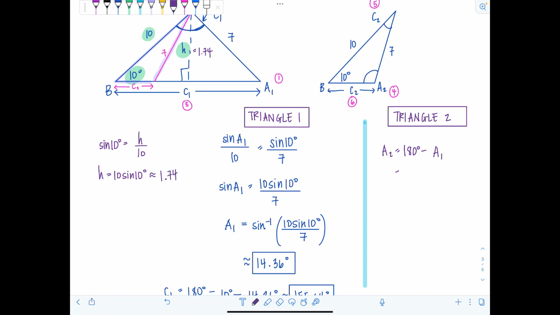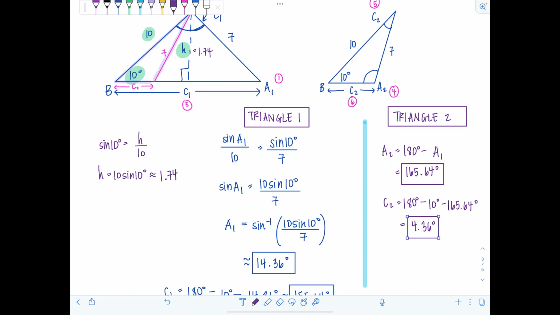Okay, so 180 minus 14.36, let's see. Bear with me. 180 minus that is 165.64 degrees. Okay, that's A2. Next, we need to find C2. Same process as before, 180 minus 10 minus 165.64. So 180 minus that last number minus 10, this is going to be very small, 4.36 degrees.